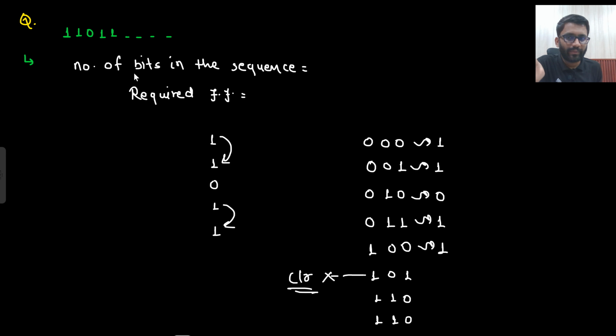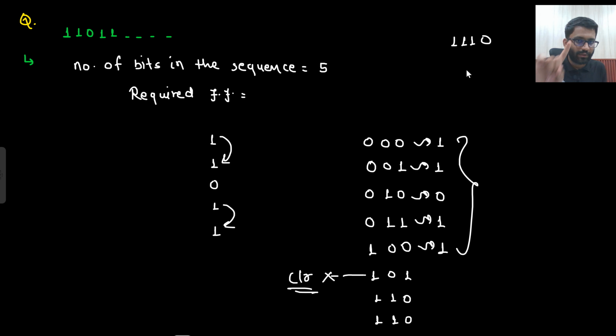So the number of bits in the sequence is 5. That means at least 5 combinations you need, where you can assign the output. The number of bits in the sequence is 5. If the number of bits were 4, as it was here, I thought that I need only 4 combinations, and to each combination I can assign a value.